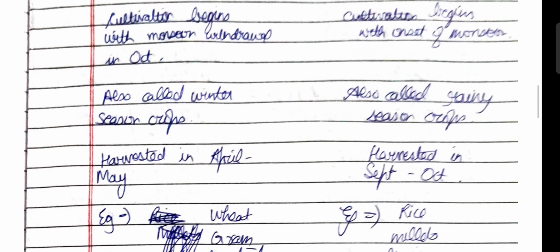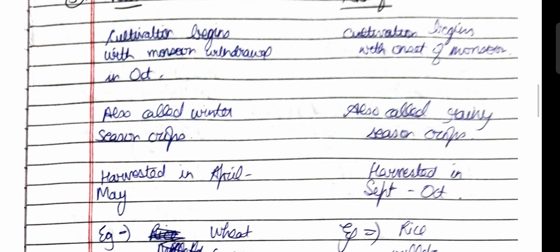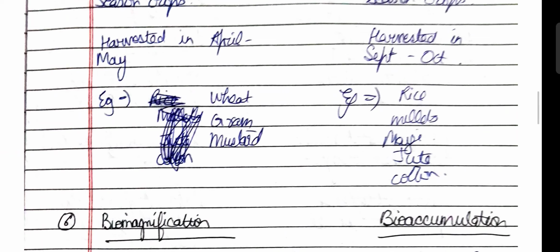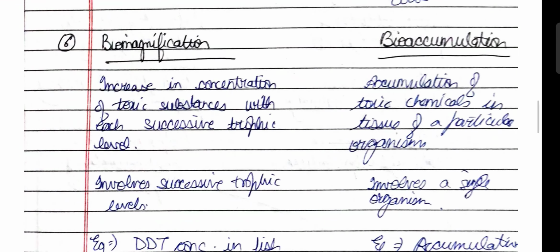Whereas rabi crops are also known as winter season crops, and kharif crops are also called the rainy season crops. The rabi crops are harvested in April or May, and the kharif crops are harvested in September to October. Examples of rabi crops are wheat, gram, mustard, and examples of kharif crops are rice, millets, maize, jute, and cotton. Next, the difference between biomagnification and bioaccumulation.